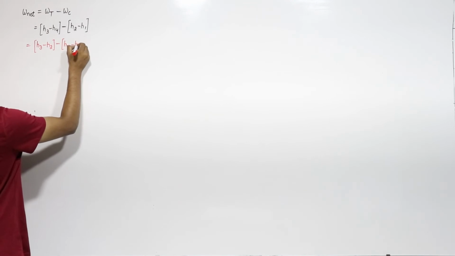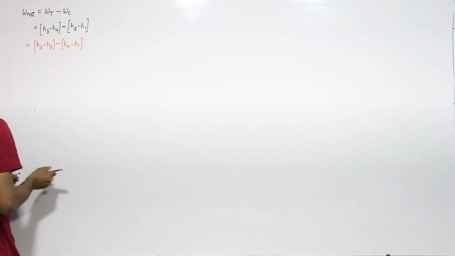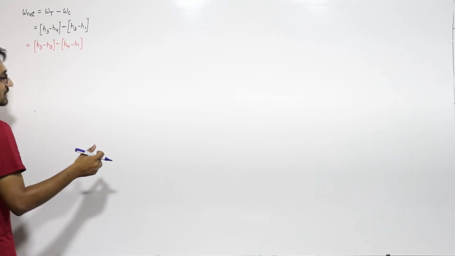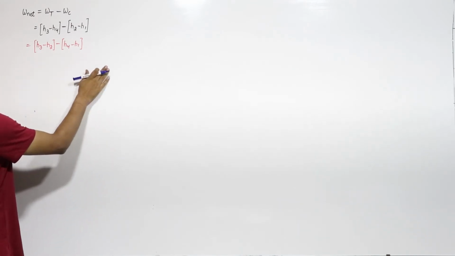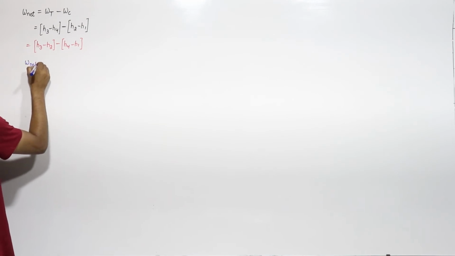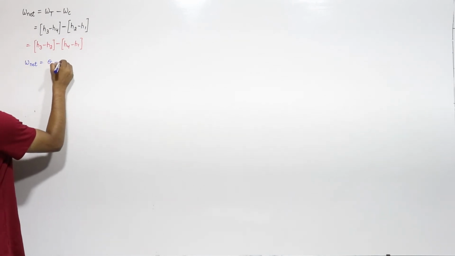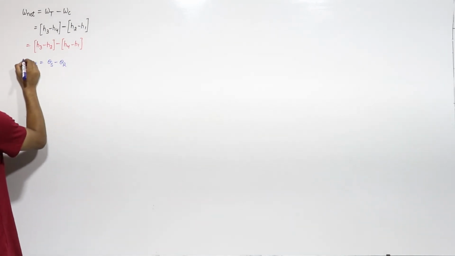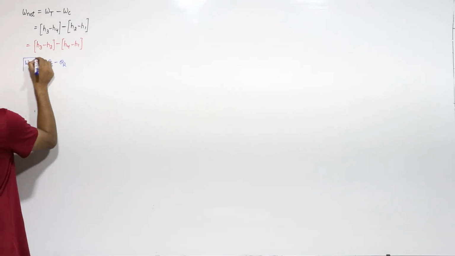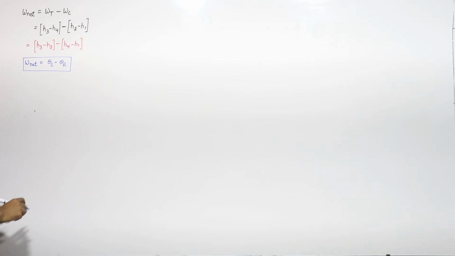H4 minus H1, right? This can be written like this. So what is this H3 minus H2? This is the heat supplied to the system, and H4 minus H1 is heat rejected by the system. So you can write the net work produced by the cycle will be equal to heat supplied to the system minus heat rejected by the system, or by the cycle, you can say, right? This is the net work produced by the cycle.